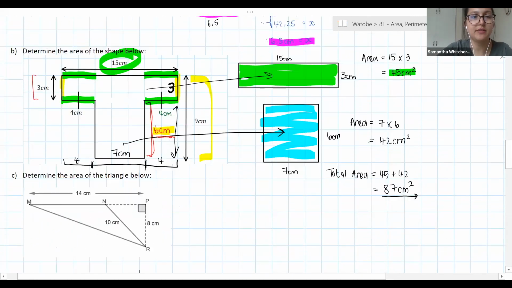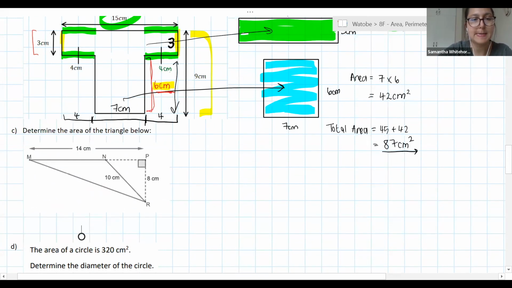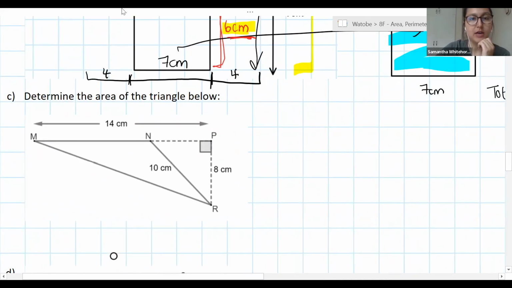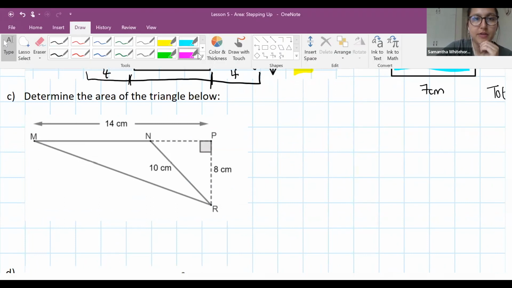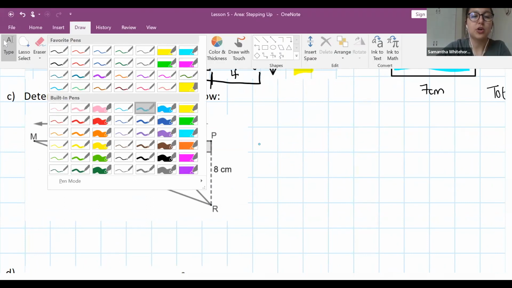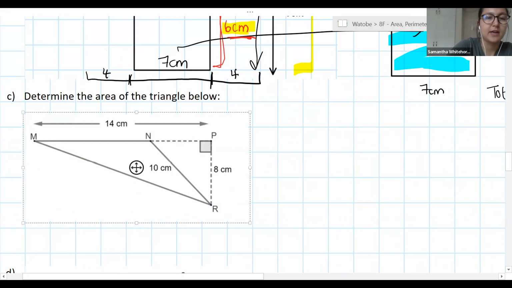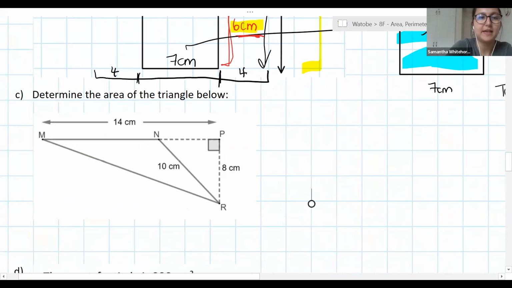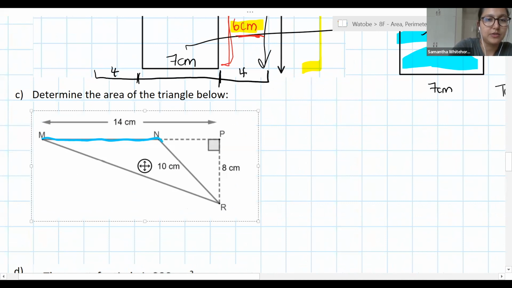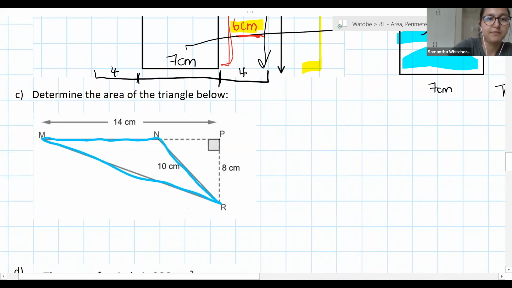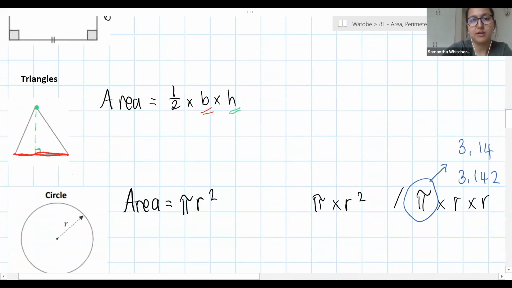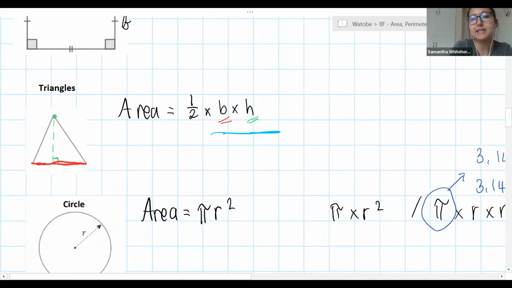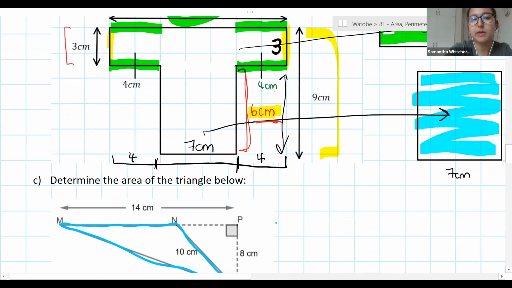Alrighty, so if we have a look at our next question here, we've been asked to find the area of the triangle below. Now, very importantly, the triangle that we are referring to is the triangle MNR, so this blue triangle over here. What we need to remember is that if we just quickly jump back up to the area of our triangle, we always need a base length and then a perpendicular height, or a height from the top point of our triangle to the base.